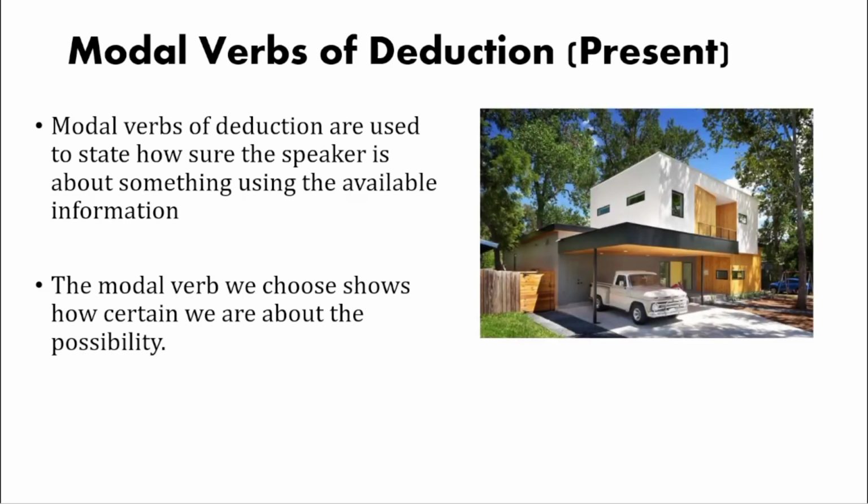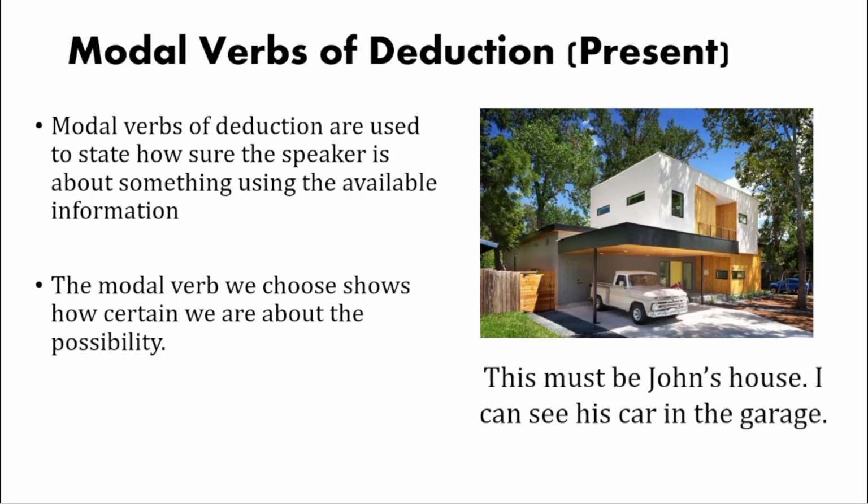Okay, so look at the example. This must be John's house. I can see his car in the garage. So here we have the modal verb must. So the speaker here is sure that this car is John's, and then this house belongs to John. Okay, now let's look at the modal verbs.